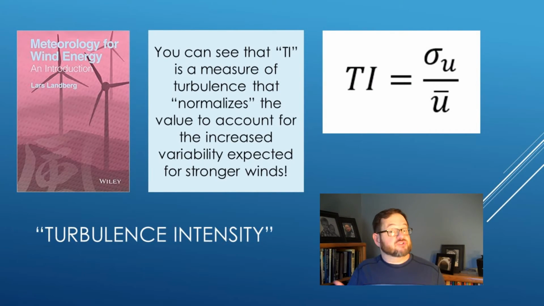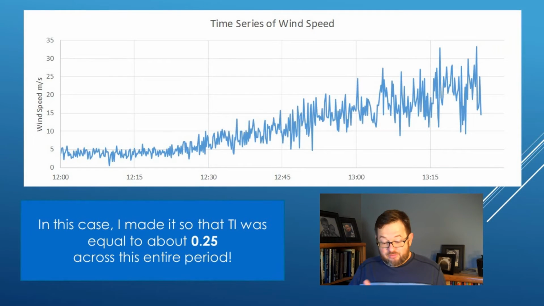TI is like that, but for turbulence. The greater the wind speed, we normalize the turbulence with respect to the wind speed. So if TI is actually increasing, the part of the flow that is variable is increasing. The flow is becoming more turbulent. If TI is decreasing, the flow is becoming less turbulent.